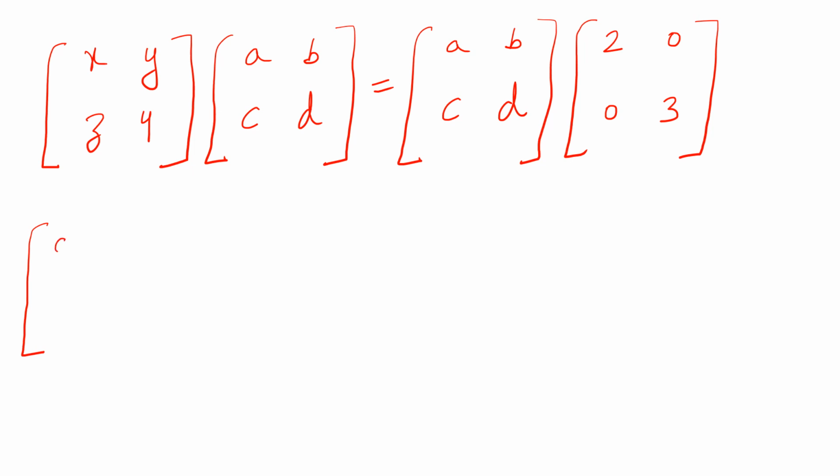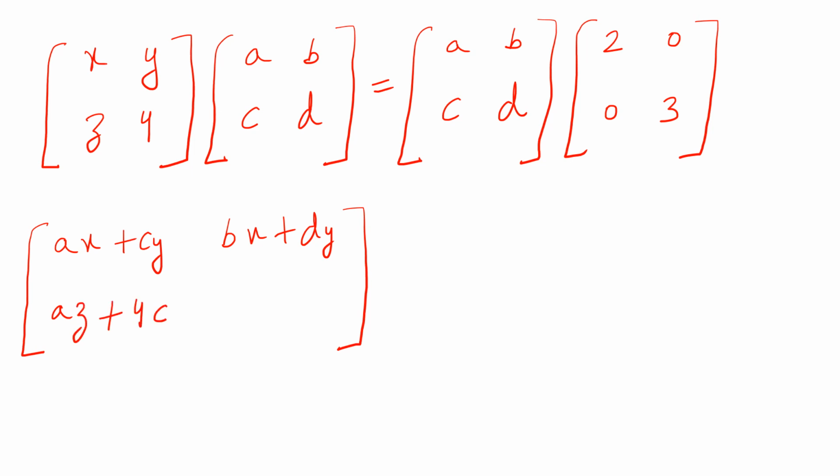So now it becomes AX plus CY, then BX plus DY in the first row, and in the second row it becomes AZ plus 4C, then BZ plus 4D. And on the right hand side we get 2A, then 3B, then 2C, then 3D.